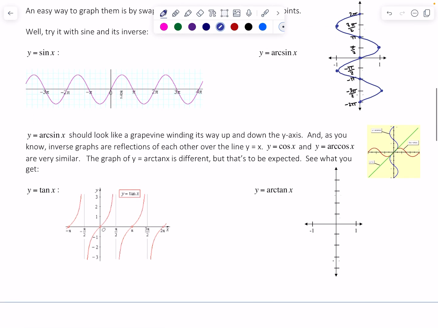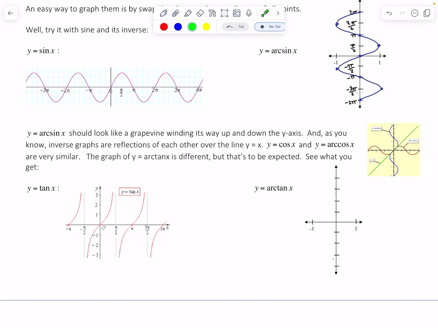All right, so like we said here, it says our arc sine should look like a grapevine winding its way up and down the y-axis. That it does, right? It's like winding up and down. And as you know, inverse graphs are a reflection of each other over the line y equals x. So we can see here over on the side that if we actually put both of them together, yes, they are going to be that reflection over the line y equals x.